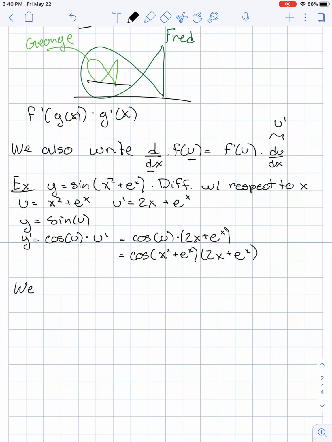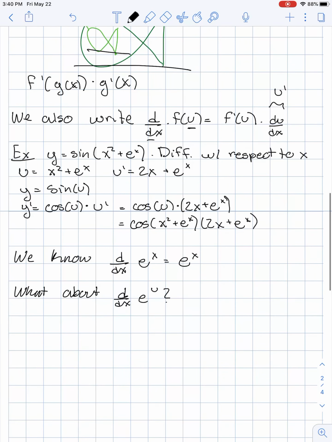Okay, so we talked about how derivative rules are going to look a little different when we have some u in it. So we know that e to the x's derivative is e to the x. And that's a really cool property about e to the x. But what about e to the u? Or more likely, the derivative with respect to x of e to the u.